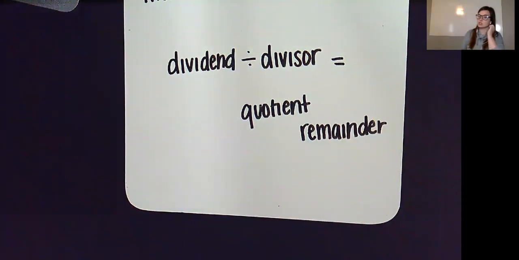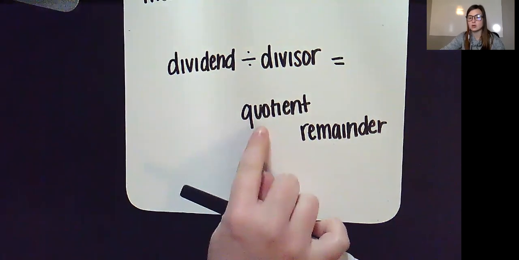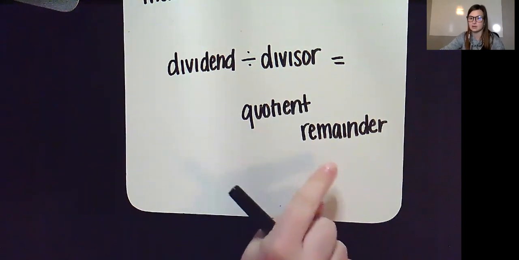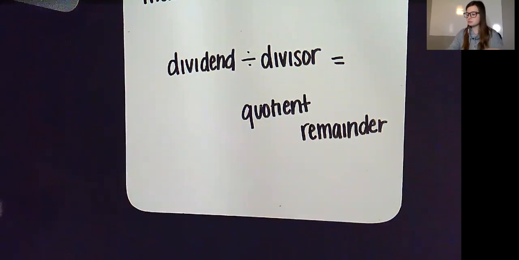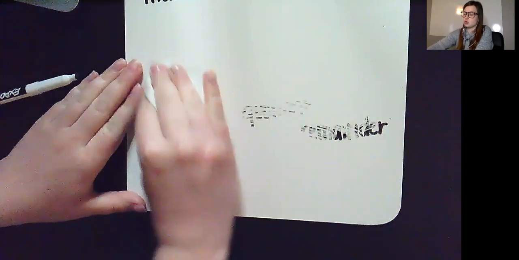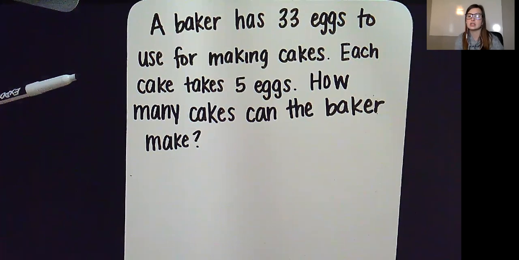The story problems we do for the quick check and for this example are going to be pretty easy, pretty basic facts, because what we want you to see is how the dividend and the divisor tie into the quotient and the possibility of having a remainder. So we're going to be working to see what gets linked together here. And so for our story problem for this example, a baker has 33 eggs to use for making cakes. Each cake takes 5 eggs. How many cakes can the baker make?